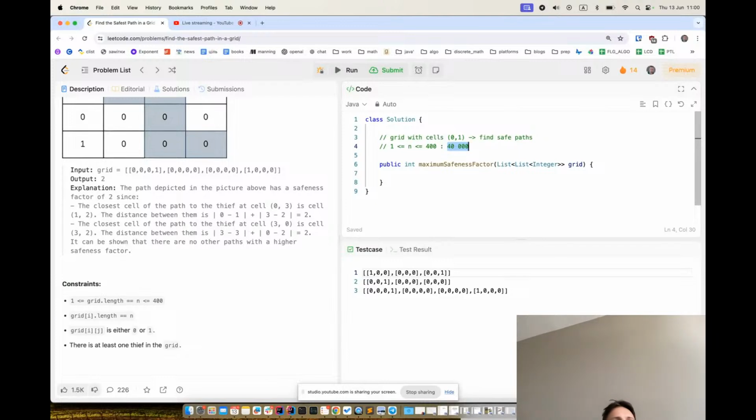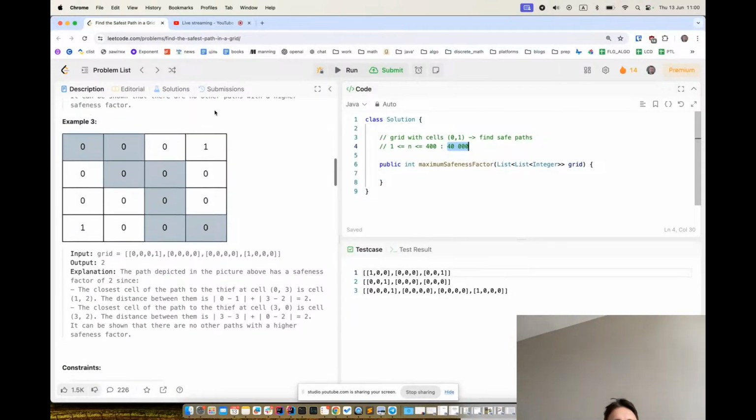I mean, not hard, but we still need to store these paths and then to go through each thief and calculate the safest factor for them. So here we may go like this.